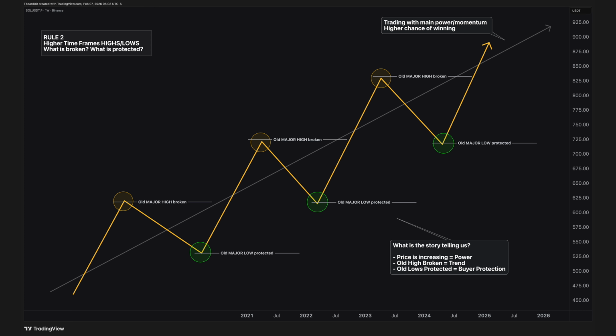If the price is moving from one point to a higher point, first of all, that shows the strength and power of the buyers. When this is happening, and the old highs keep getting broken, it clearly means you have a trend in place. And if most of the lows are being protected and the price is not even touching them, this is another strong buyer protection signal.